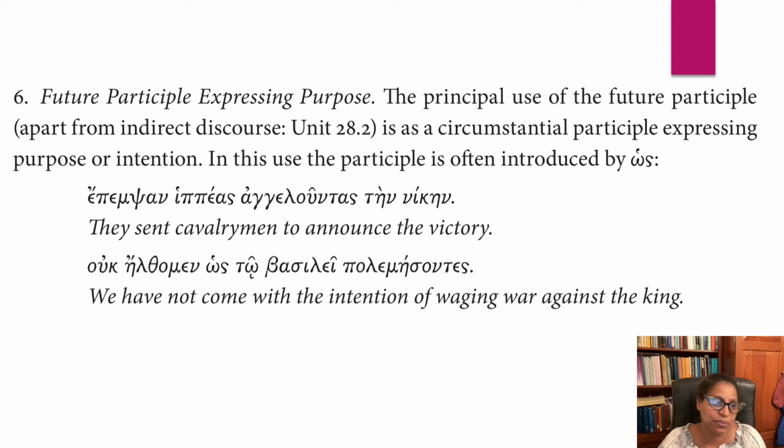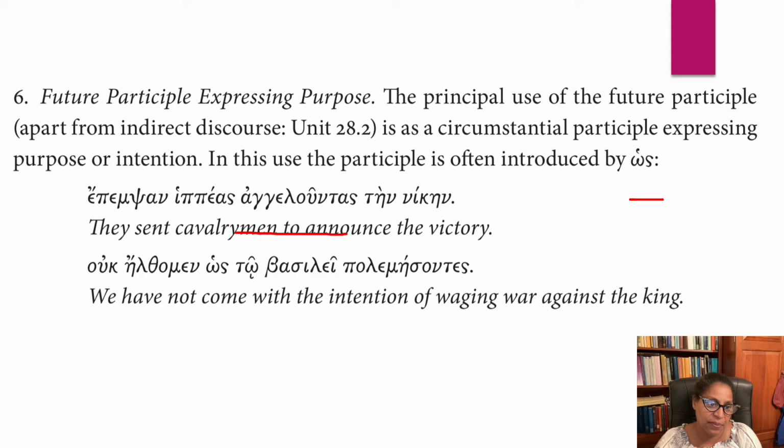Now, the future participle is going to be used to express purpose or intention, right? And it's often indicated by hos, but not always. Again, remember, there's options. So here you have pempsas hippeas angeluntas tein nikein. So they sent the cavalrymen to announce the victory, right? So angeluntas is your future participle, and so it is indicating the purpose.